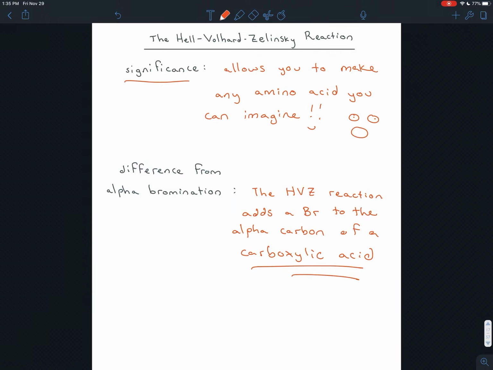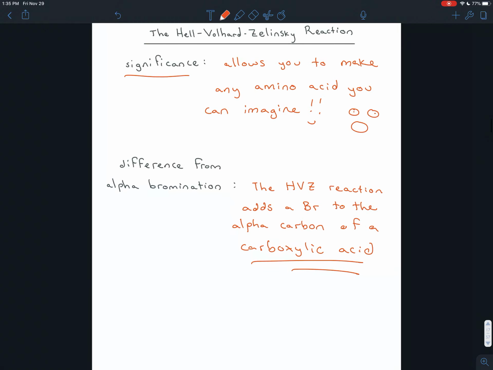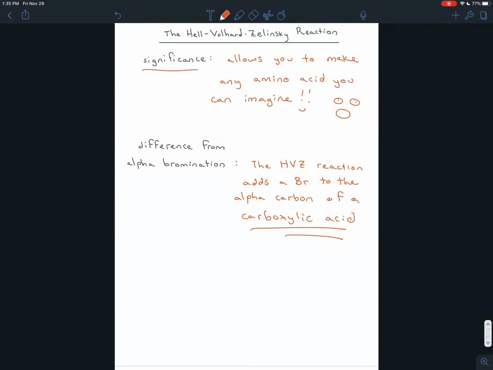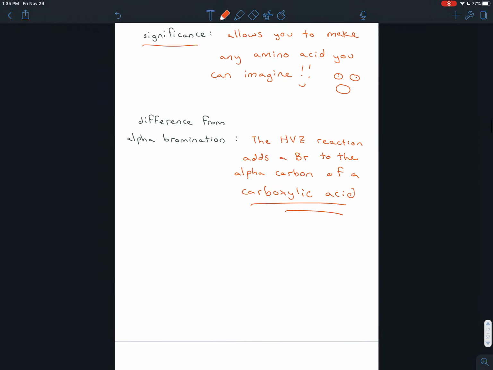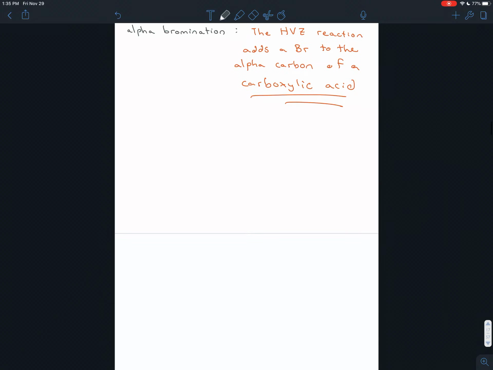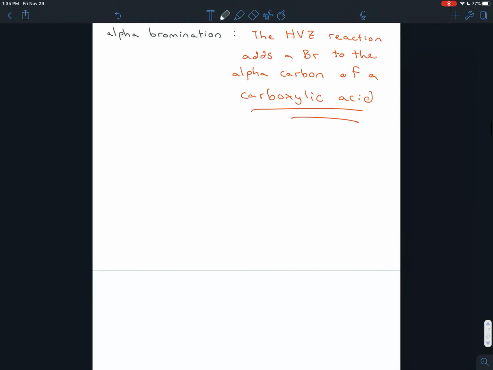Okay, now we're going to work through this and talk about how this happens step by step, and then I'll show you how you can make amino acids using this reaction, any amino acid you could think of, so far existing or not yet existing in the world. Let me show you the overall process that happens here. The main thing that happens is an alpha bromination, but carboxylic acids, the enol form for a carboxylic acid is not very stable, unlike with aldehydes and ketones.